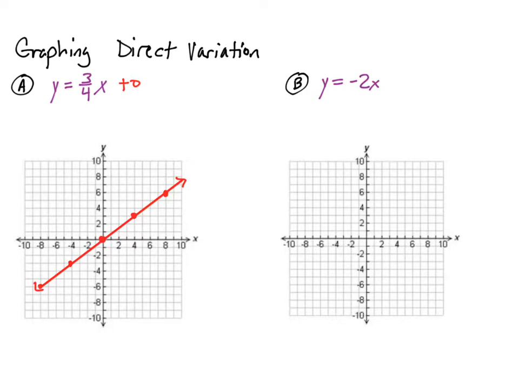Question B, same idea. We know that this graph is going to start from the point 0, 0, or the origin. Our slope in this case is -2 or -2/1, which means we're going to go down 2, right 1. So we go from this point down 2, right 1, down 2, right 1. We do this until we have enough points. And then we just connect our points to draw our line. And so this is our line for the direct variation equation given.